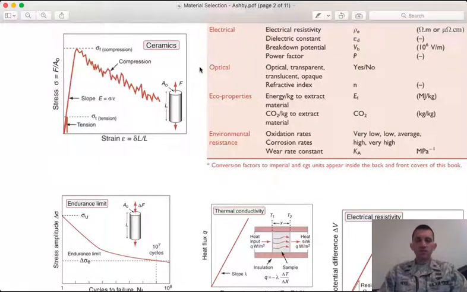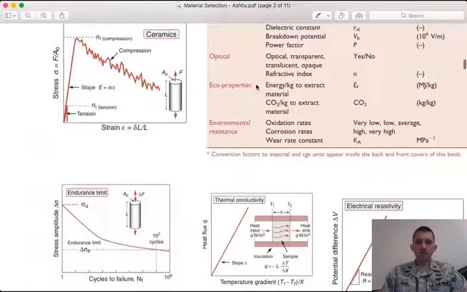If you're building, say, a fiber, or have an application where you need to be able to see through the material, obviously optical properties would be of interest, and then I think of this in tandem with cost, is you have sort of your economic and environmental considerations, right?